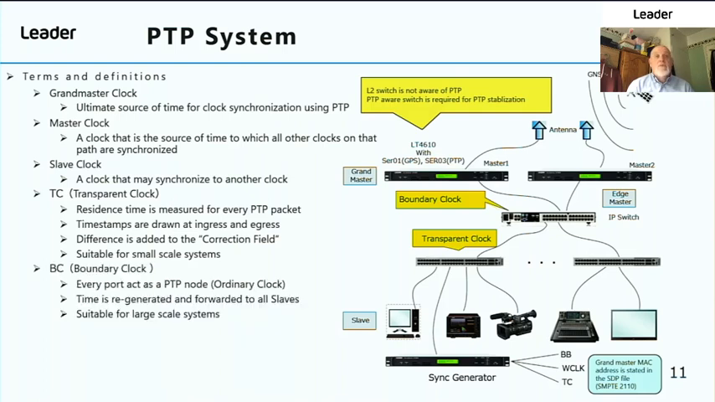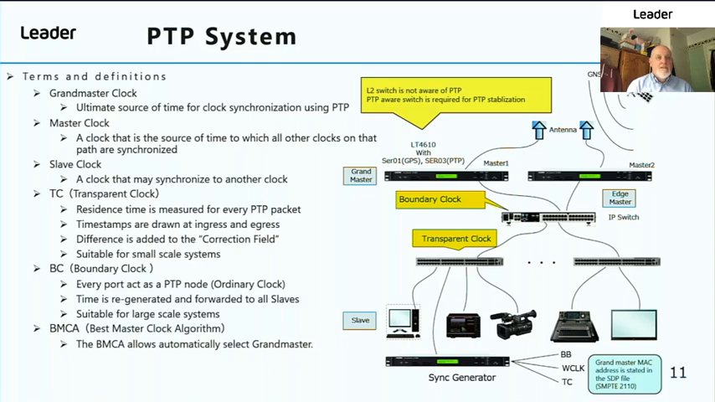For larger systems, we're looking at a boundary clock, where every port acts as a PTP node, or ordinary clock. Time is regenerated and forwarded to all slaves. And this, as I said, is suitable for larger systems.